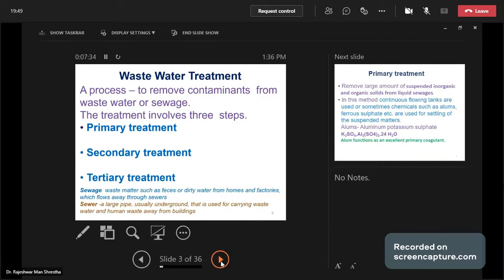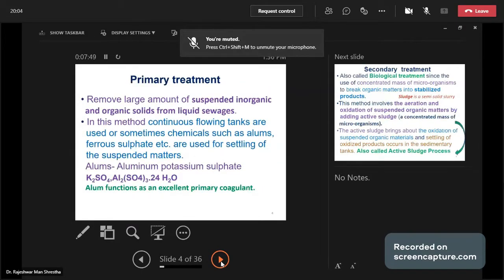Now, first is wastewater treatment, the process to remove contaminants from wastewater or sewage. That treatment involves three steps: number one is primary treatment, then secondary treatment, and tertiary treatment, one by one. Primary treatment is used to remove a large amount of suspended organic or inorganic solids from liquid, polluted water.